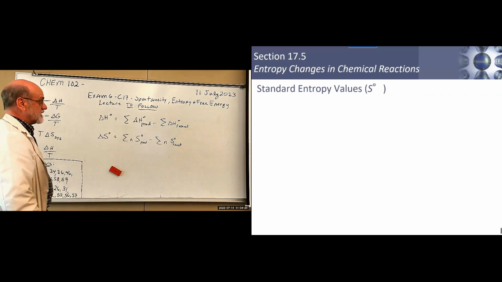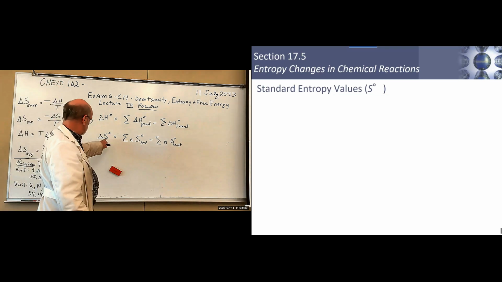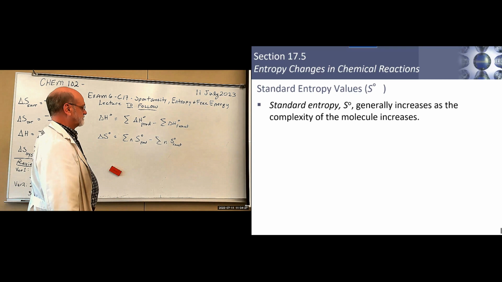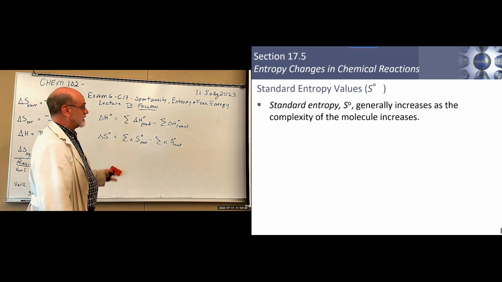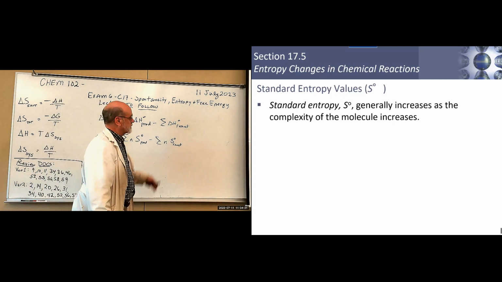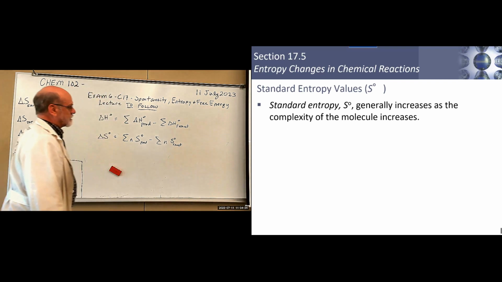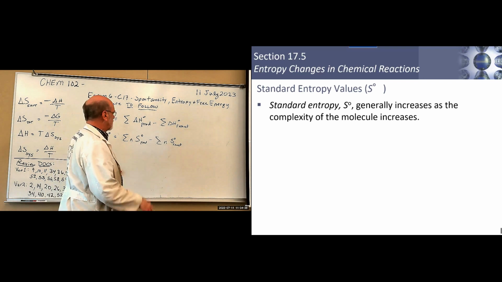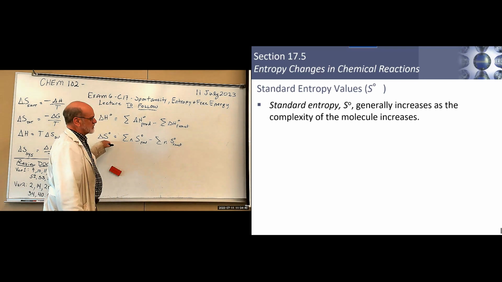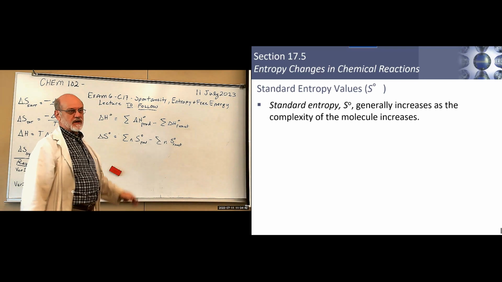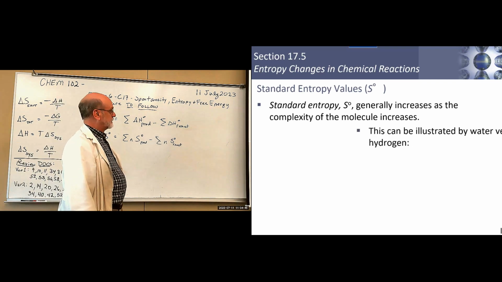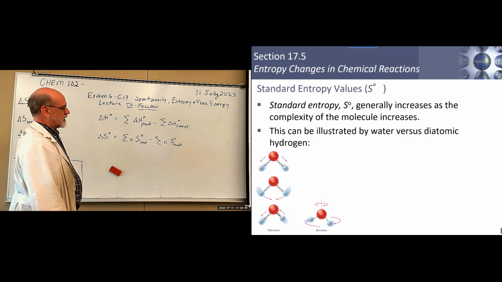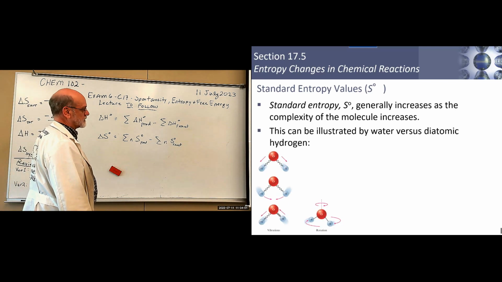So we can calculate the standard entropies of a reaction if we know the values for the reactants and the products. This is just a general statement. Overall, this value tends to increase as the complexity of the molecule increases. Water versus diatomic hydrogen is a good example.